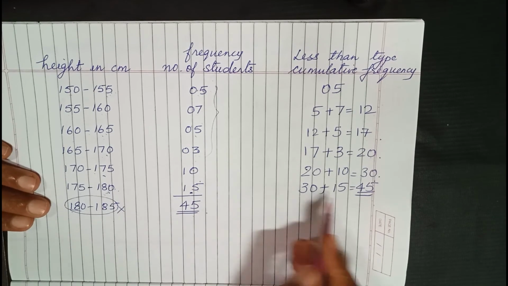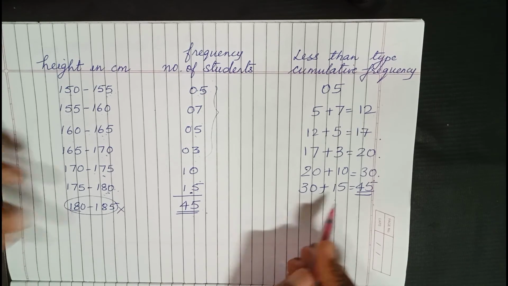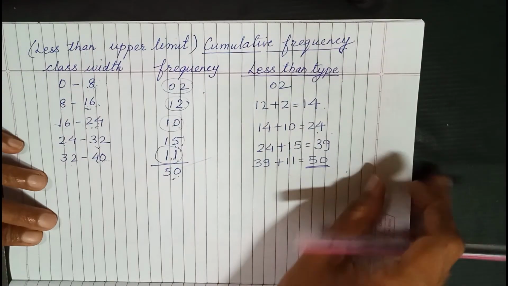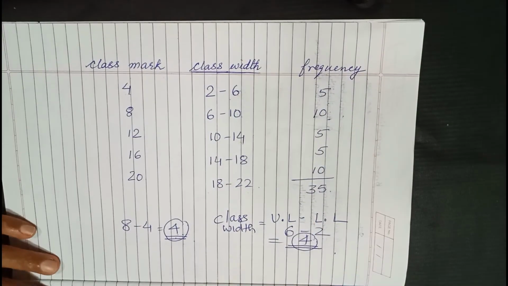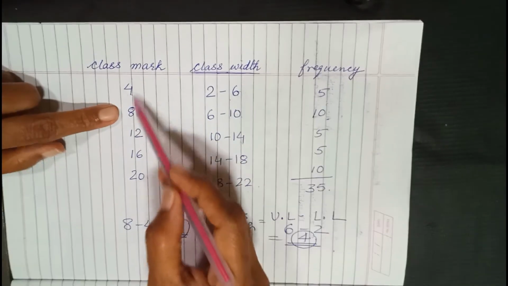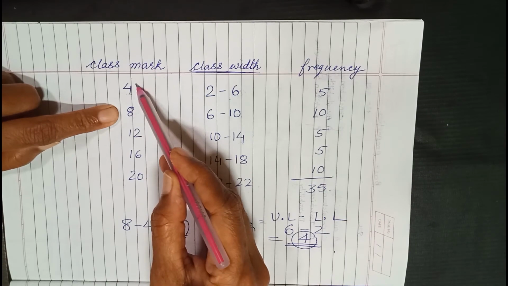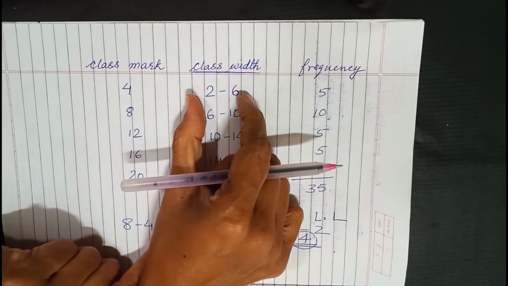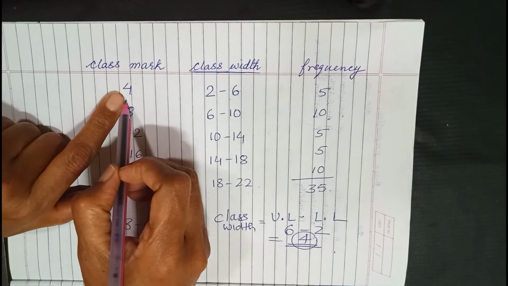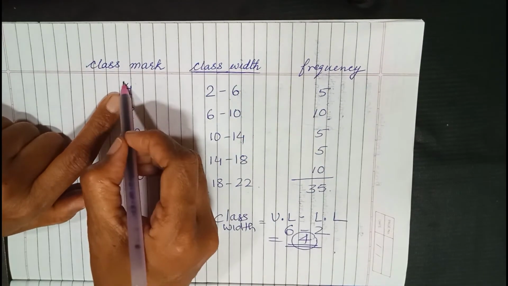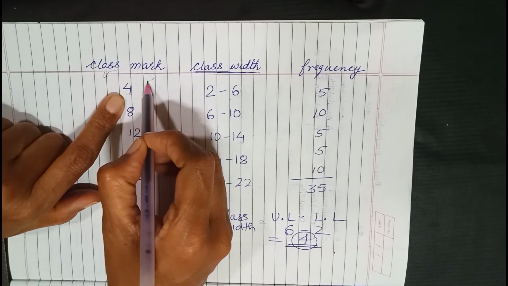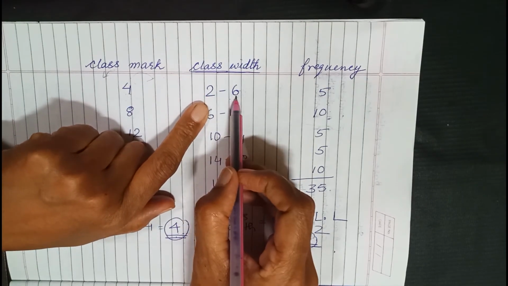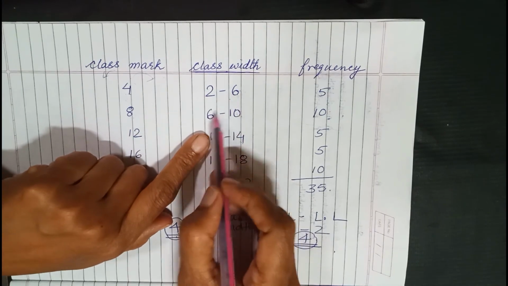So this is how you find out less than type cumulative frequency. Let's just quickly revise. If we have class mark, how do we find the class width? By just subtracting the lower class mark from the upper one. So 8 minus 4 is 4. Now my class width has to be 4 and the midpoint is 4. So I just select 2 scores to the left and 2 scores to the right, and I get my first class, that is 2 to 6. Then the next one will become 6 to 10.